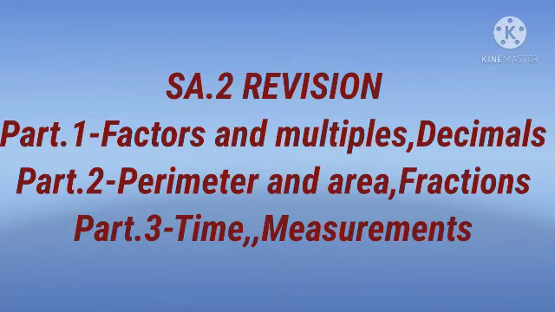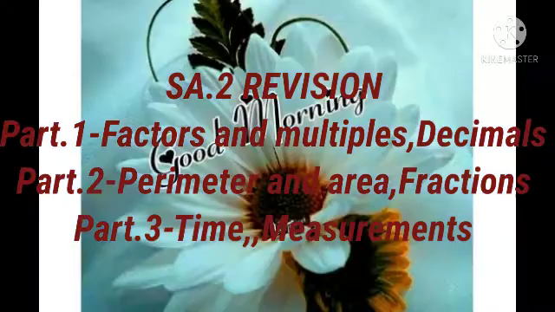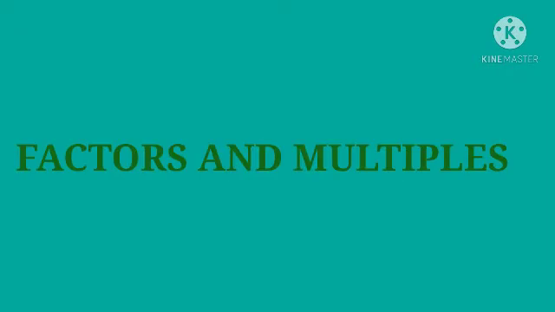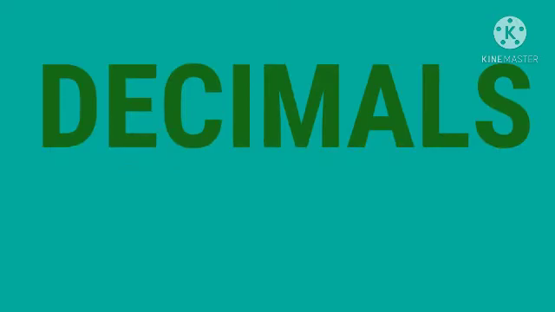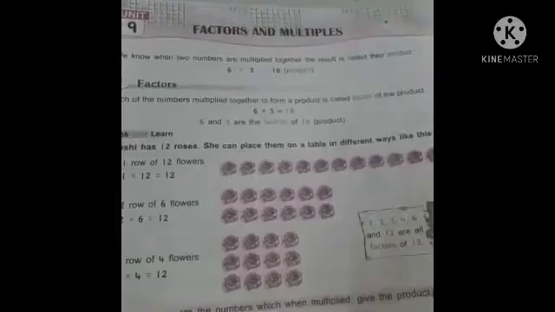This is the SA2 revision class. This is divided into 3 parts. Totally 6 chapters will come in our SA2 exam. In this video, we will discuss part 1, factors and multiples and decimals. Part 2, perimeter and area, fractions. Part 3, time and measurement. Now, we will discuss the factors and multiples chapter and decimals also.